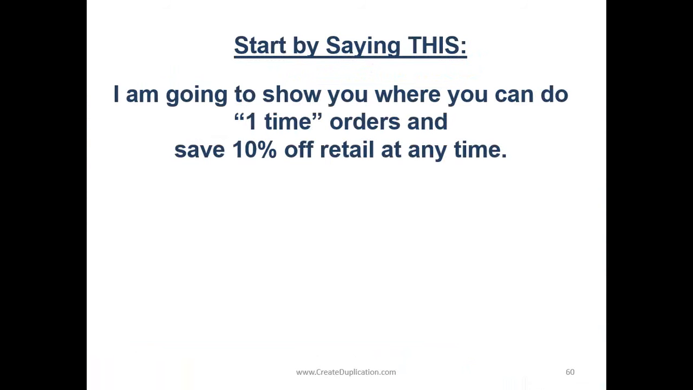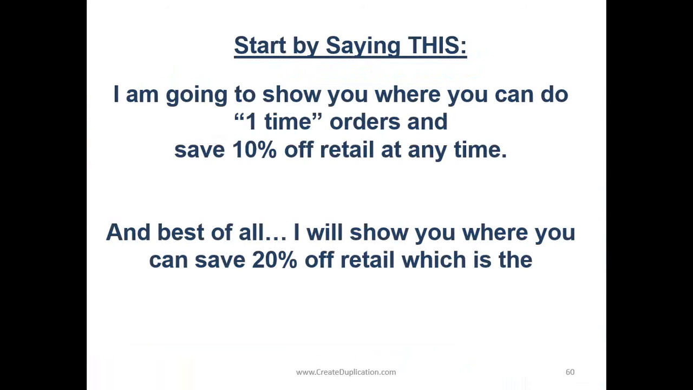I'm going to show you where to do that and save 10% off of retail. And best of all, I will also show you where you can save 20% off retail, which is the max savings. Okay, and Marianne, this is a one-time thing per month you get to do. It's called auto order. So I'm going to show you both.